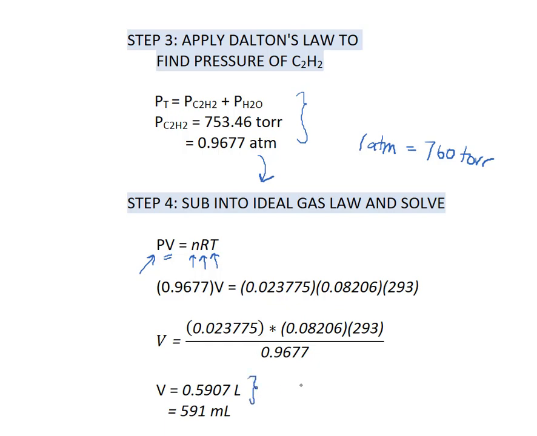The volume, you'll remember when we use the ideal gas law, is reported in liters. And there's no specification in the question that I need to convert this to milliliters, but I chose to just because I have a better sense of what 591 milliliters is versus 0.5907 liters. But either one is correct as long as you report it to the correct number of significant digits, which in this case is 3.